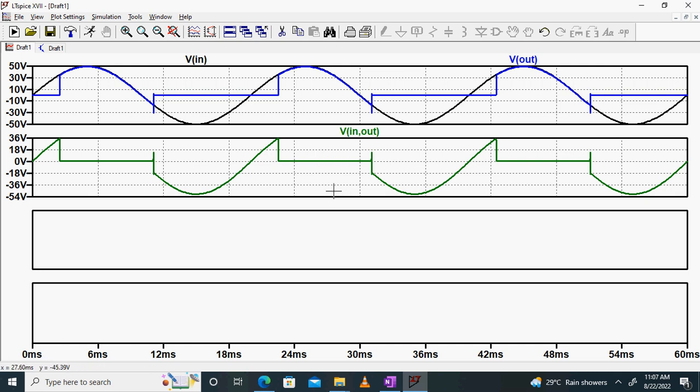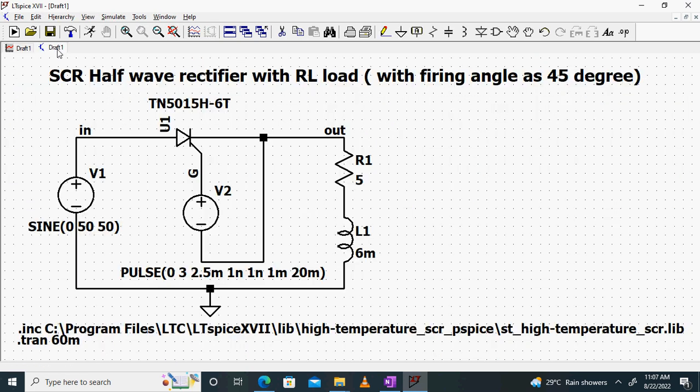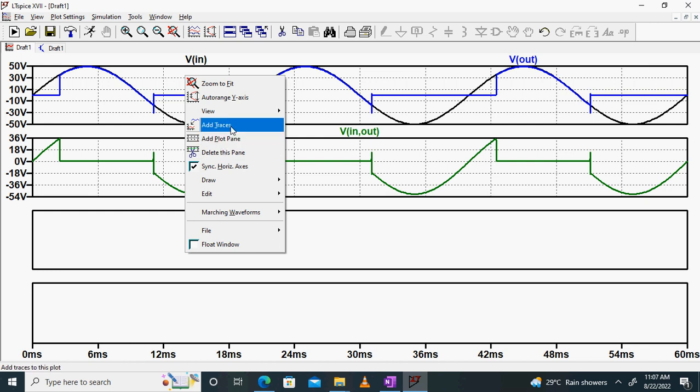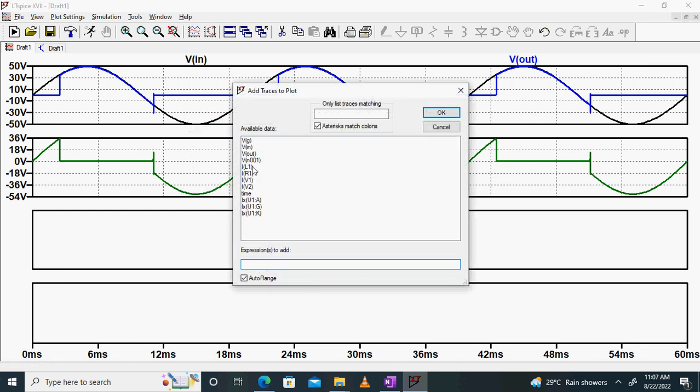So this is my voltage across the SCR, and now I want to plot the current. For the current, I can right click, add trace, and either plot I of R1 or I of L1, right?